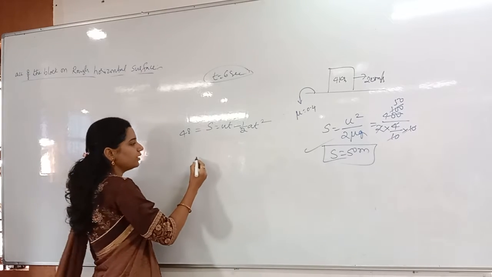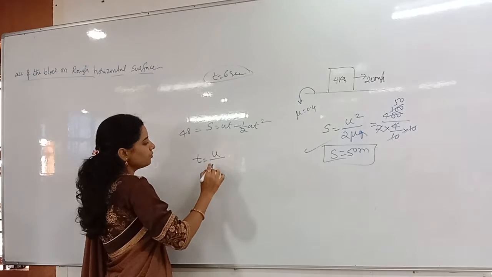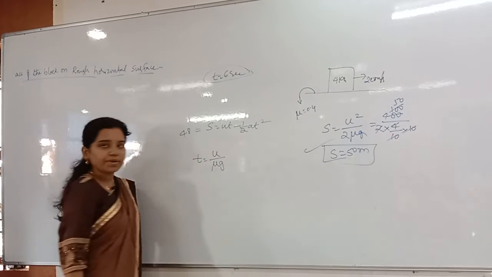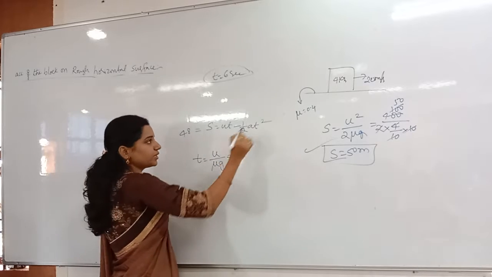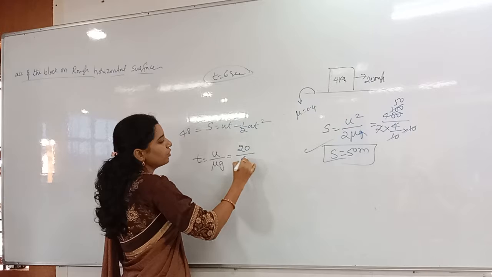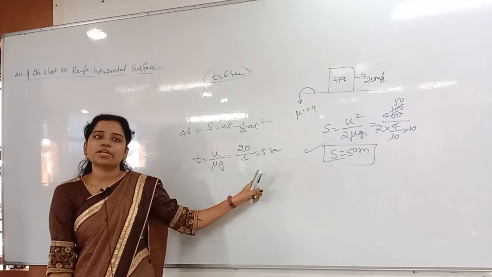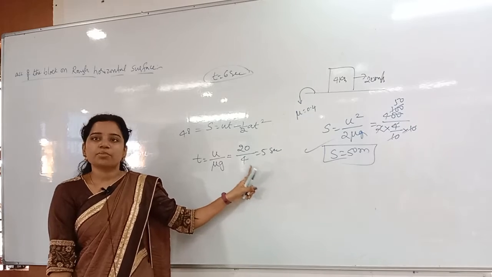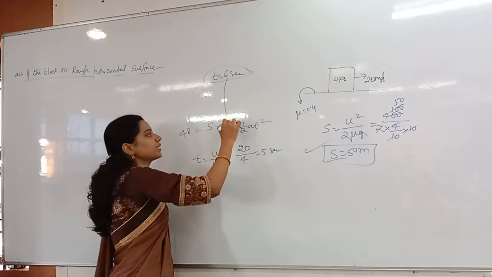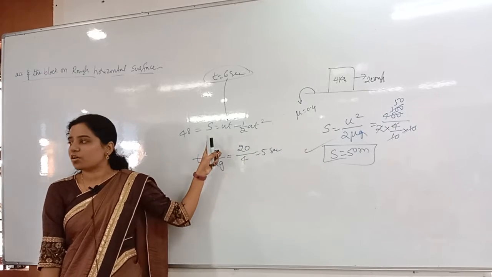For that, first of all, what is the formula for the time taken to stop? t equals u by mu g, that is u by a, right? u is 20 and mu g is 4, so the answer is 5 seconds. The body is getting stopped at 5 seconds, but we are finding the distance at 6 seconds. Clear? You understand? So only we are getting the wrong answer here.